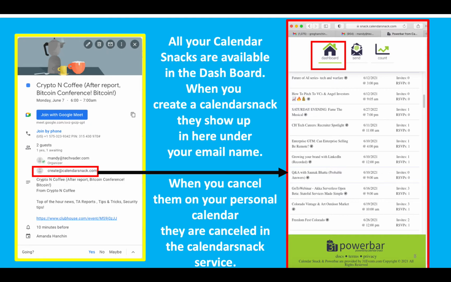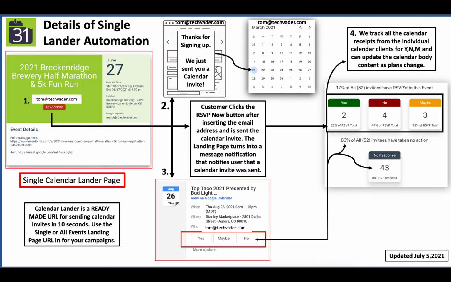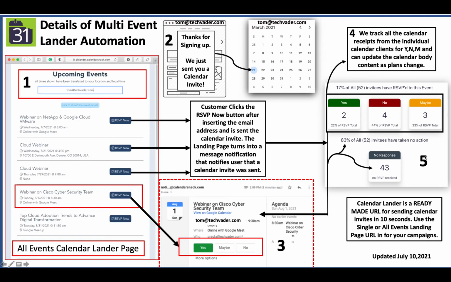So every time you create a Calendarsnack, you're going to basically add it to your dashboard. And this is how the automation piece works for the calendar lander itself, the single event page here. When someone puts information into the calendar landing page, they click that button, they're sent to a nice pre-built landing page saying thank you. We send out the event and we track it on the back. Now, we do the same thing for the all events landing page for your next upcoming 25 events. Individually, when someone clicks these buttons here, they receive the individual calendar invitations, and we track that as well.